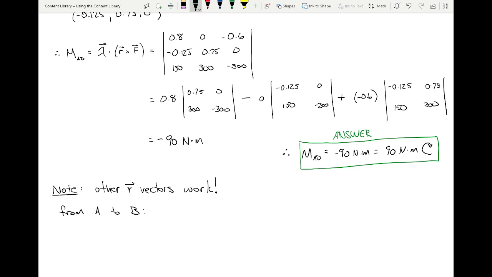If you do the vector from A to B, you only get 0.5i. And so I challenge you to go into this original expression, lambda dot R cross F, and instead of the R vector that I used, just try that. And you'll get the same answer, okay? You ought to try it, okay?